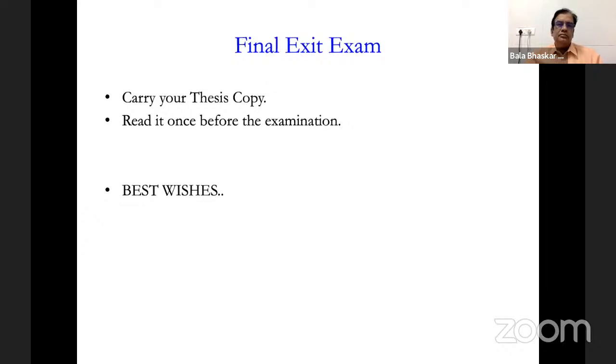Though it's the time of e-copies and soft copies, you should always keep your own copy and carry it into your final exit exam. So that if the examiner wants to see it, because maybe the examiner is the same one who reviewed the thesis, they may want to clarify something. You should have a copy of your thesis during the exam session also.